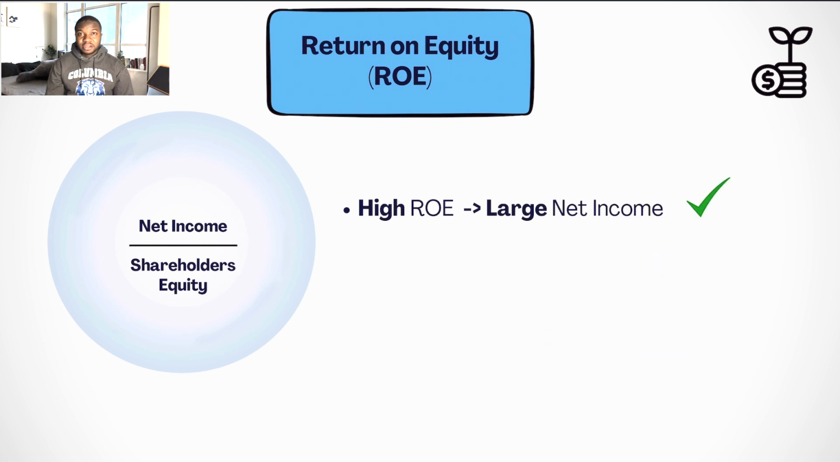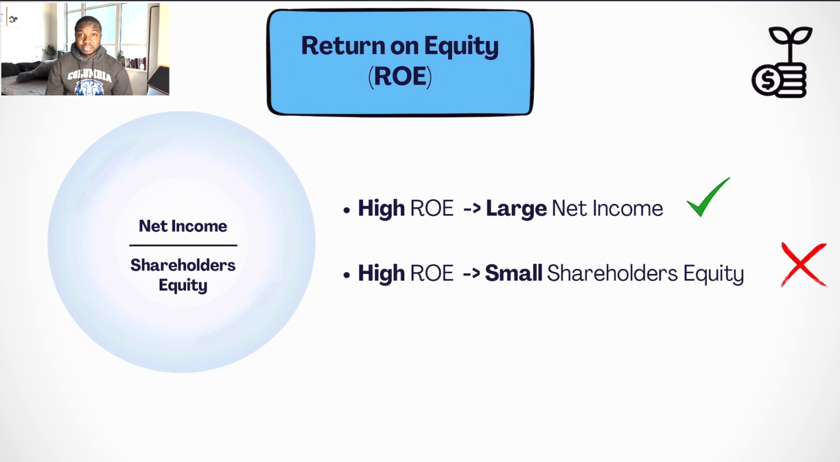A very high return on equity is a good thing if net income is large compared to equity because it shows that the company's performance is strong. However, if the high return on equity is due to small equity amount compared to net income, it indicates risk.